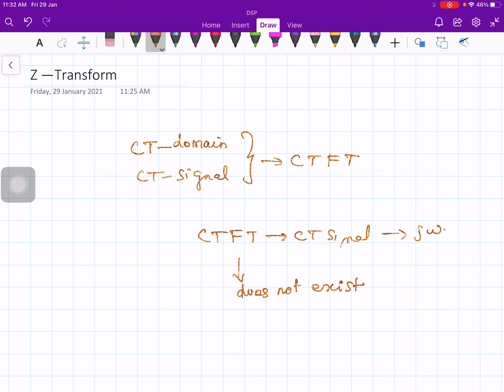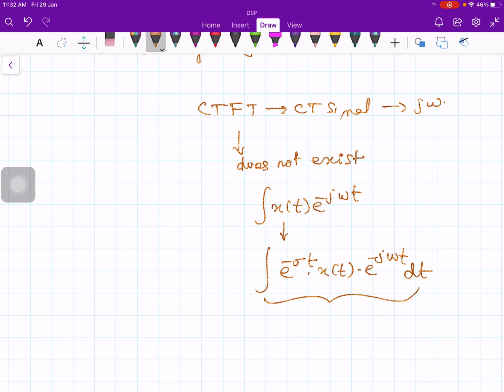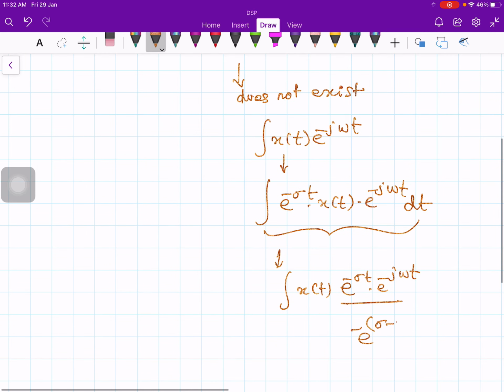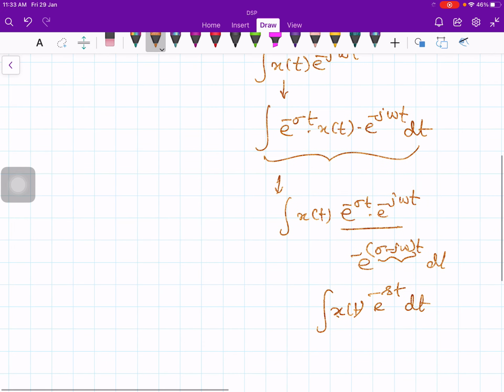So for those signals, instead of multiplying x of t by e to the minus j omega t, we introduce a convergence factor e to the minus sigma t. So e to the minus sigma t is multiplied by x of t, and then you take the Fourier transform. The resulting signal can be written as x of t e to the minus sigma t times e to the minus j omega t, which you can simplify as e to the minus (sigma plus j omega) t, and sigma plus j omega you call s, so the integral is x of t e to the minus st dt. Therefore, this e to the minus sigma t is called a convergence factor.